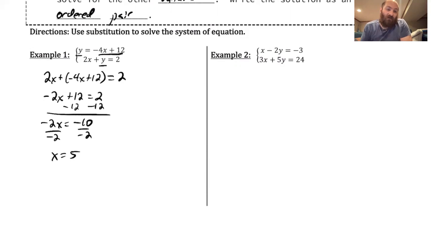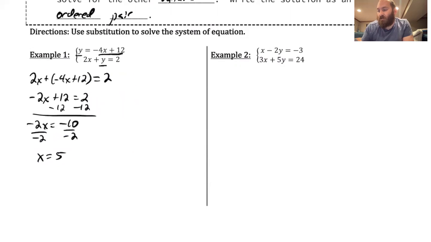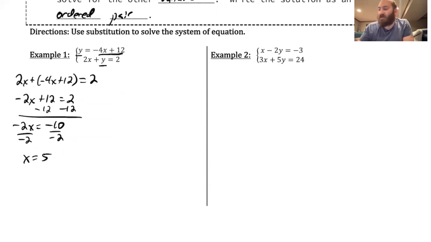From there, I need to find the y value. So I'm going to take that x equals 5 value. And you know what? I'm running out of space. Whoa, hello. Didn't want that. That was fun. So I'm going to just scoot that over there. Magic of technology there.